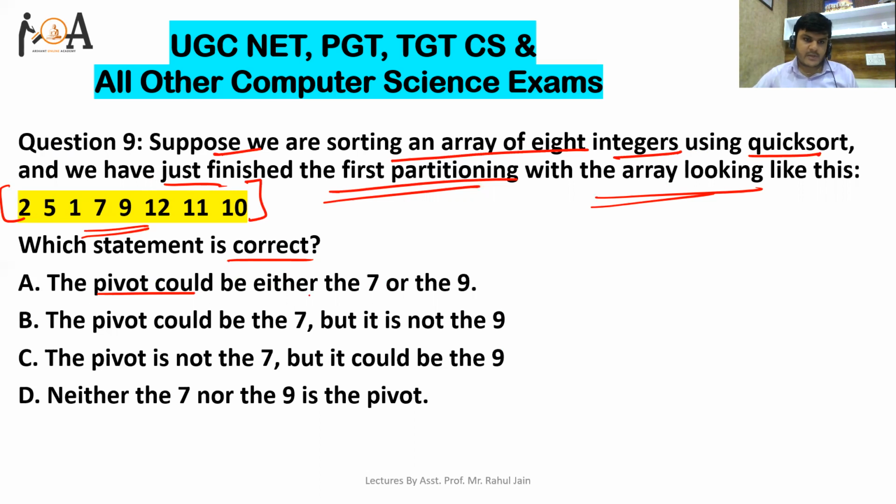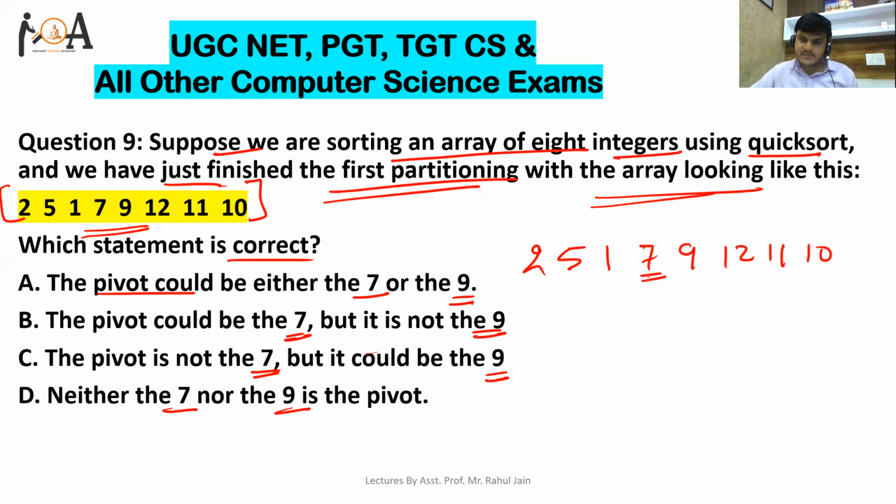Option A, the pivot could be either the 7 or the 9, or option B, the pivot could be the 7 but it is not the 9, or option C, the pivot is not 7 but it could be the 9, or option D, neither 7 nor 9 is the pivot. So if you see, our sequence is 2, after that we have 5, then we have 1, then we have 7, then we have 9, then we have 12, then we have 11, then we have 10.